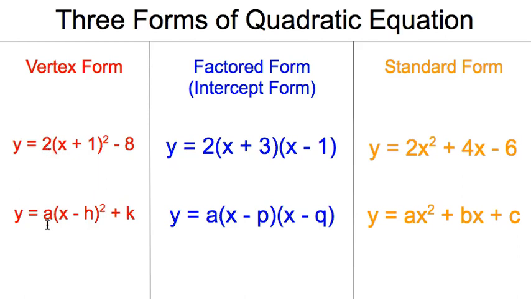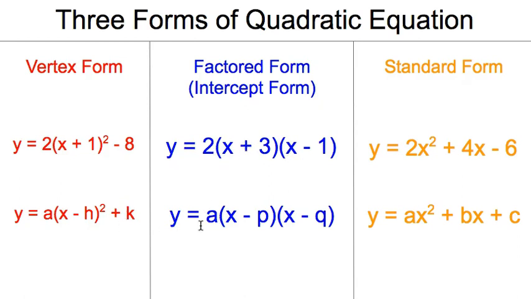We generalize this by calling the coefficient a, the number that is paired up inside the parentheses with x we call h, and the one outside is k. In factored or intercept form, we have y equals, we have some coefficient again, but now we've got two sets of factors in parentheses. Now remember, if something is factored, that means it is a multiplication problem, and this is just a multiplication problem between these three quantities.